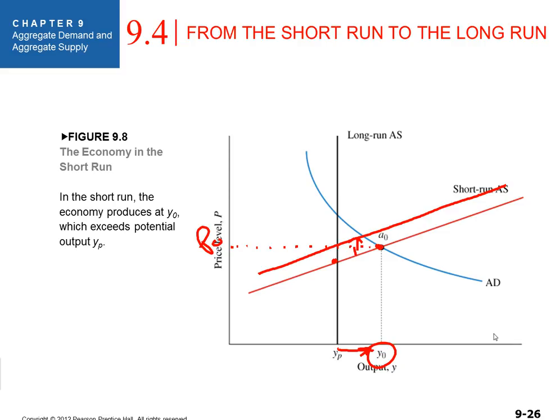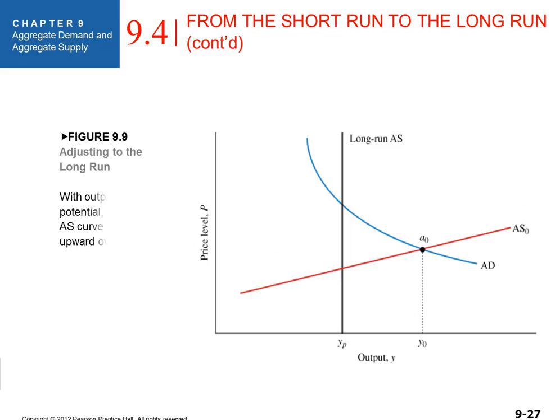And that's going to cause a price increase, okay, from this point right here to this point right here. And what's going to happen is that's going to continue until we finally reach equilibrium where our output is at YP. Let's look at the next graph and see what that looks like.